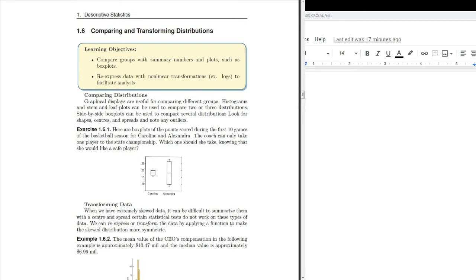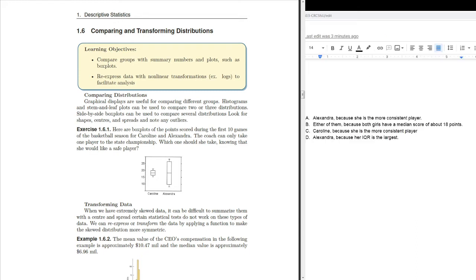So which player should the coach take, knowing that she would like a safe player? So let's suppose we're given these options. Should the coach take Alexandra because she is the more consistent player? Should the coach take either of them because both girls have a median score of about 18 points? Should the coach take Carolyn because she is the more consistent player? Or should the coach take Alexandra because her interquartile range is the largest?